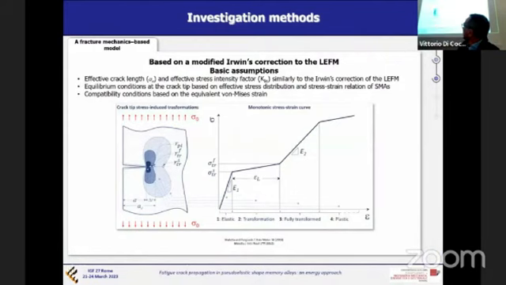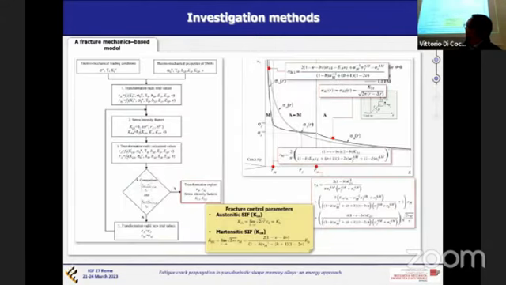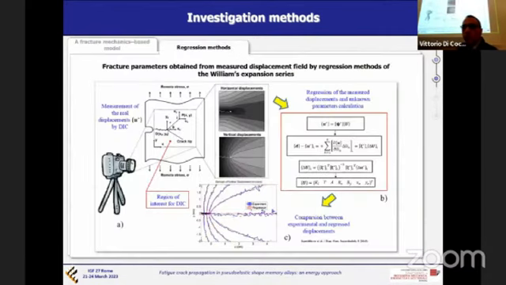About modeling, we have developed a simple model that is based on a modified version of Irwin's correction to linear elastic fracture mechanics. It is based on the definition of an effective crack length and stress intensity factor that is able to take into account the large stress-induced transformation zone near the crack tip. The method is able to predict both the extent of the stress-induced transformation region, but also the overall stress-strain distribution near the crack tip.